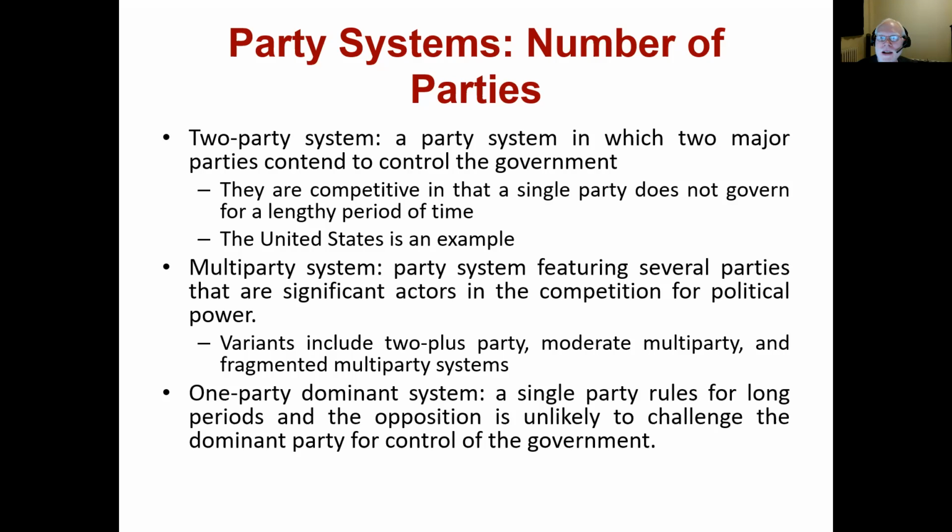Then you do have, much less common, a one-party dominant system. So it's still a democracy in that there is a free vote, but it's a single party that will rule for long periods, and the opposition party is unlikely to be able to challenge the dominant party for control of the government. So, for example, in Alberta, for a long time, before the NDP managed to win, it was almost a foregone conclusion that the Conservative Party in provincial elections was going to win in Alberta, right? It was dominated by the Conservative Party.